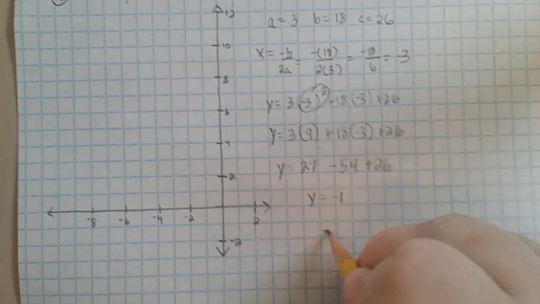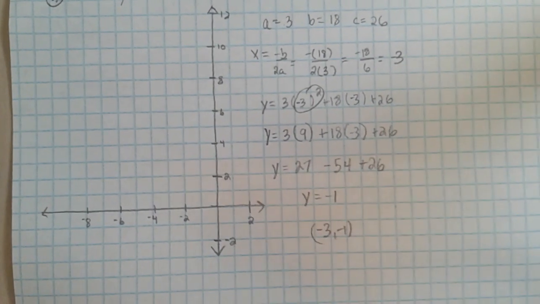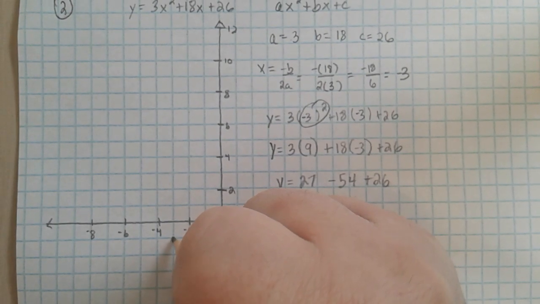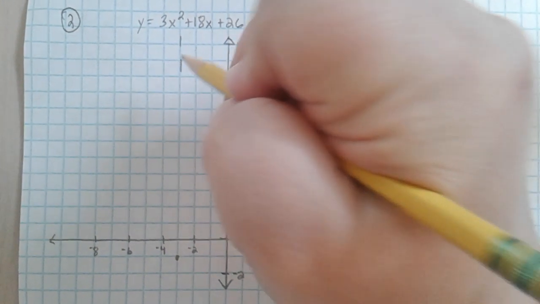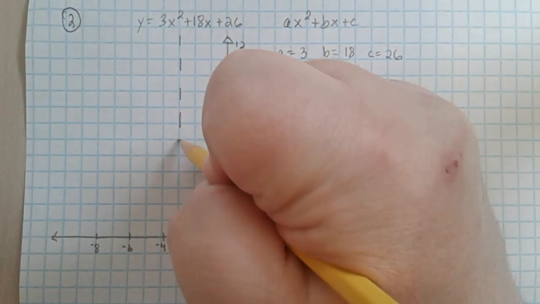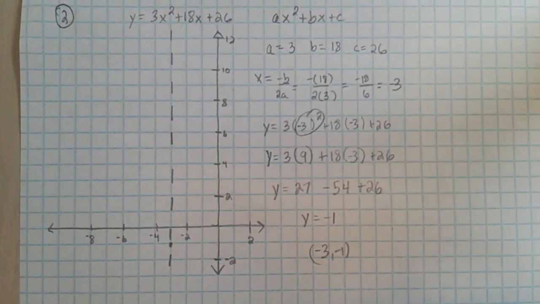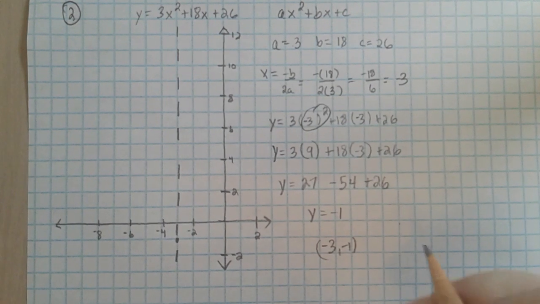So my vertex is at negative 3, negative 1. So I'm going to come over my graph, 1, 2, 3, negative 1. I'm going to draw my axis of symmetry coming down through my vertex. Okay, next thing I want to do is I need to find my points 2 through 5.